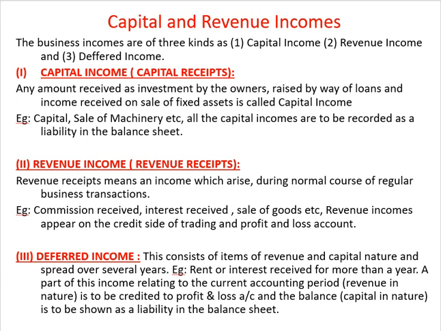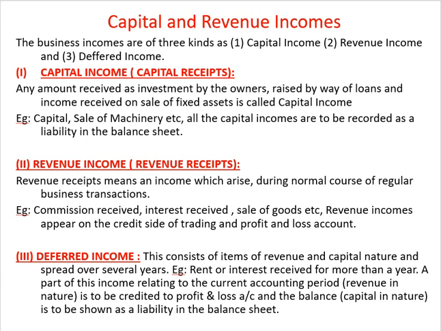Second one is revenue income. Revenue receipts are revenue income. Revenue receipts means income which arises due to the normal course of regular business transactions, that is day to day, like commission received, interest received, sales of goods. These are all revenue income. Third one is deferred income. It consists of both revenue and capital, and it is spread over the years. Example: rent or interest received for more than 1 year. If you are receiving rent or interest in advance for more than a year, it falls under deferred income.